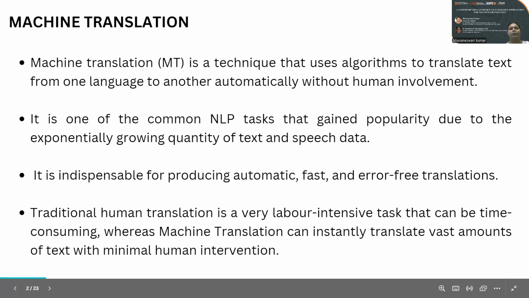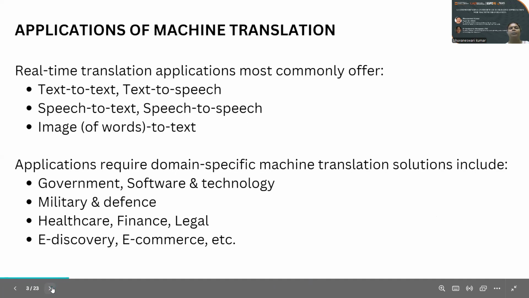Traditional human translation is a very labor-intensive and time-consuming task. But machine translation can instantly translate vast amounts of text with minimal human involvement. The major applications of machine translation include text to text, text to speech, speech to text, speech to speech, and image to text. And the application domains include government sectors, software and technology, military and defense sectors, healthcare sectors, finance and legal sectors, e-commerce, e-discovery, etc.